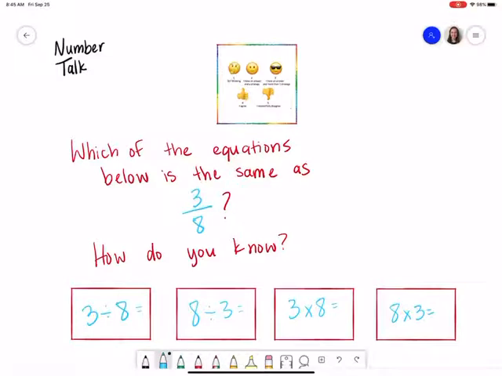So take a second and pause the video and decide which of these equations you think it is. You may think it's more than one equation, okay? And then I want you to be able to explain how you know. So go ahead and pause this video, decide which equation it is, and explain to someone around you why it is that equation.